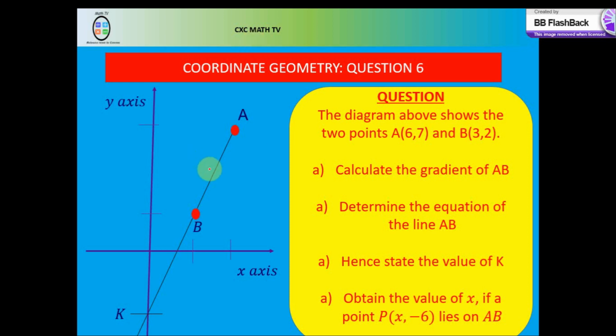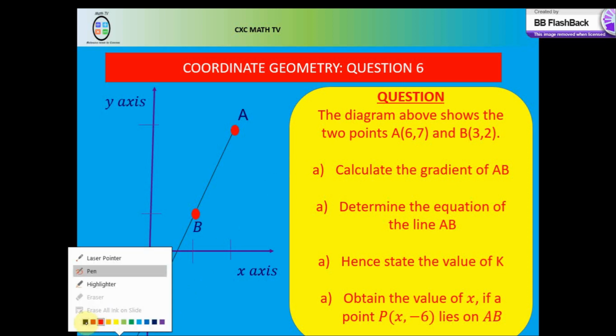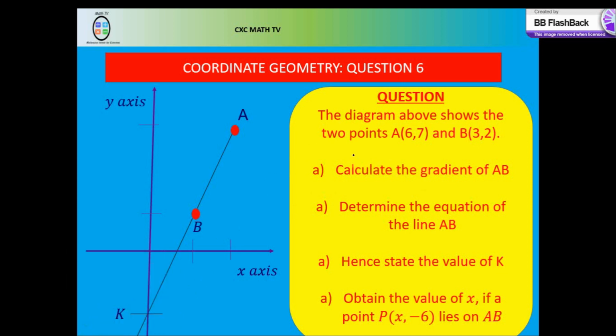Alright, let's go through this question now. Okay, this is the last question. They didn't give us enough space to do this question, or I didn't give enough space, no problem. Find the gradient. Now the gradient of AB, remember, is y2 minus y1, so 2 minus 7 over x2 minus x1. That's negative 5 over 3 minus 6, which is negative 3. The gradient is positive 5 over 3.